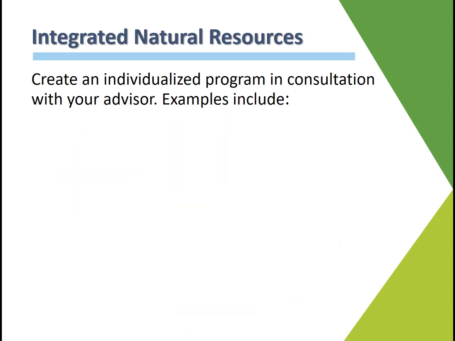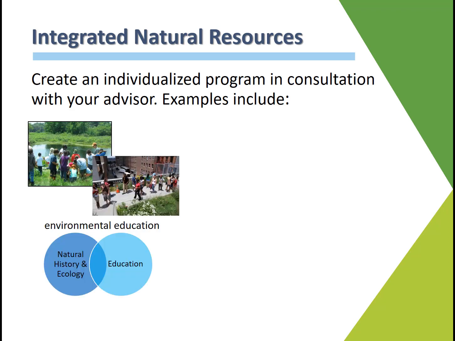In the integrated natural resources path, students are each creating their own program in consultation with their advisor. These are students who want to study things that aren't really established within our existing programs. So for example, a student who's interested in environmental education will design a program that includes the combination of natural history and ecology, the material that they'd like to teach, along with education tools and methods. And that usually will involve some kind of an internship where they're combining the two.